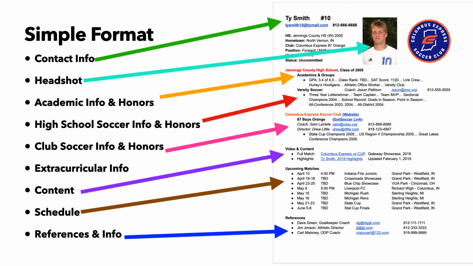And then I have my content, video of full matches, highlight videos, and then I note in the highlight when it was last updated. This was updated February 1st, 2019. Then I put my schedule, so my upcoming matches. If I really wanted to knock this out of the park, I would have linked the map to exactly the location on there. So where it says Grand Park, Westfield, Indiana, you would click that and it would have a map that would open up the Grand Park's field map or their location. Okay, and then I list my references.